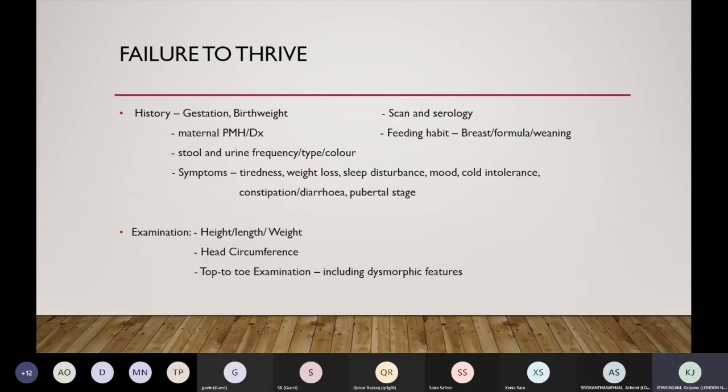So yeah, next, coming to failure to thrive. Again, it's a huge topic, and that's the last topic. So well done, guys, for hanging around. The thing you want to find out is the history, as that gives you a lot of information on which direction to think about.